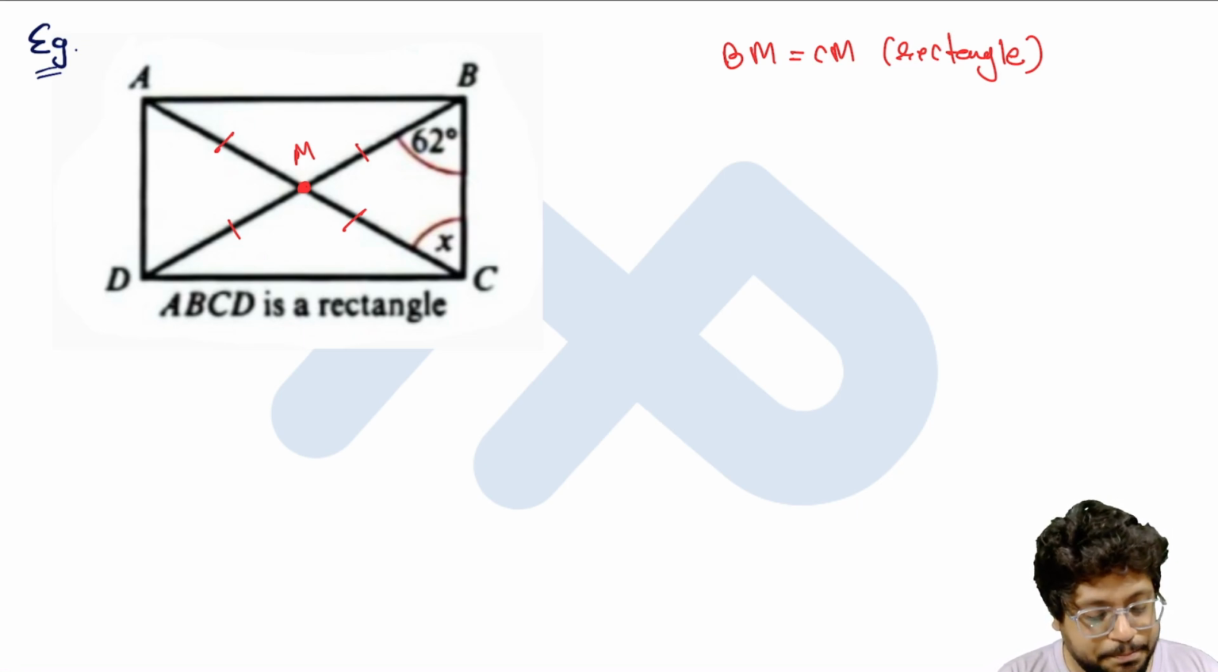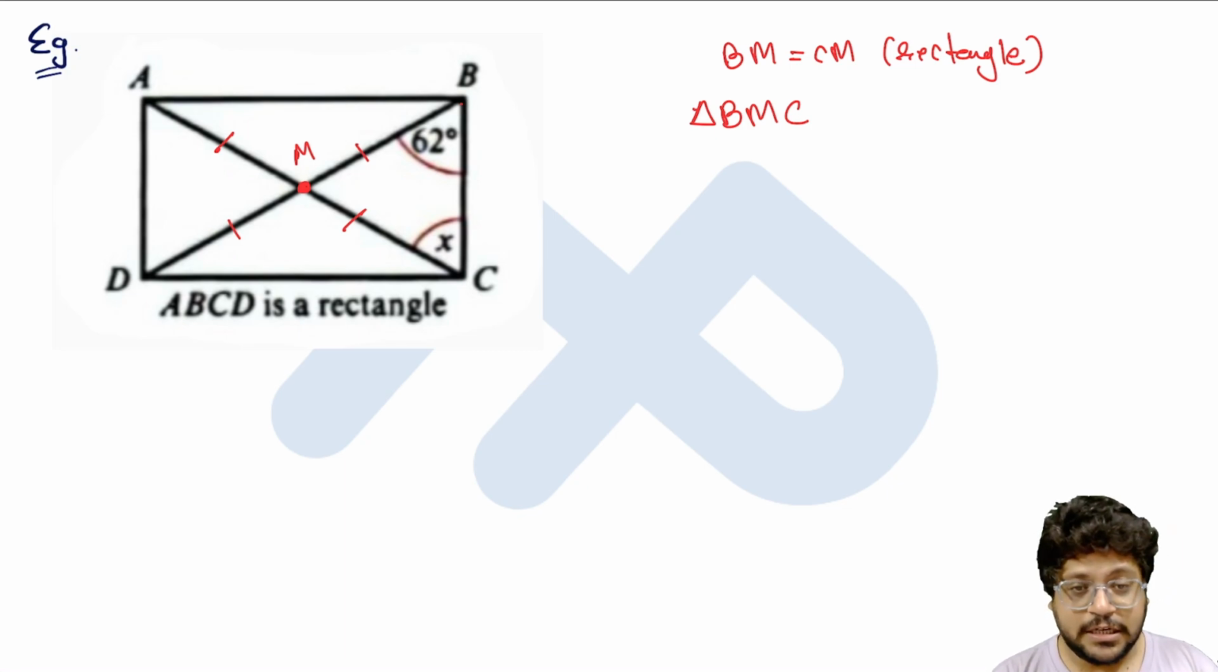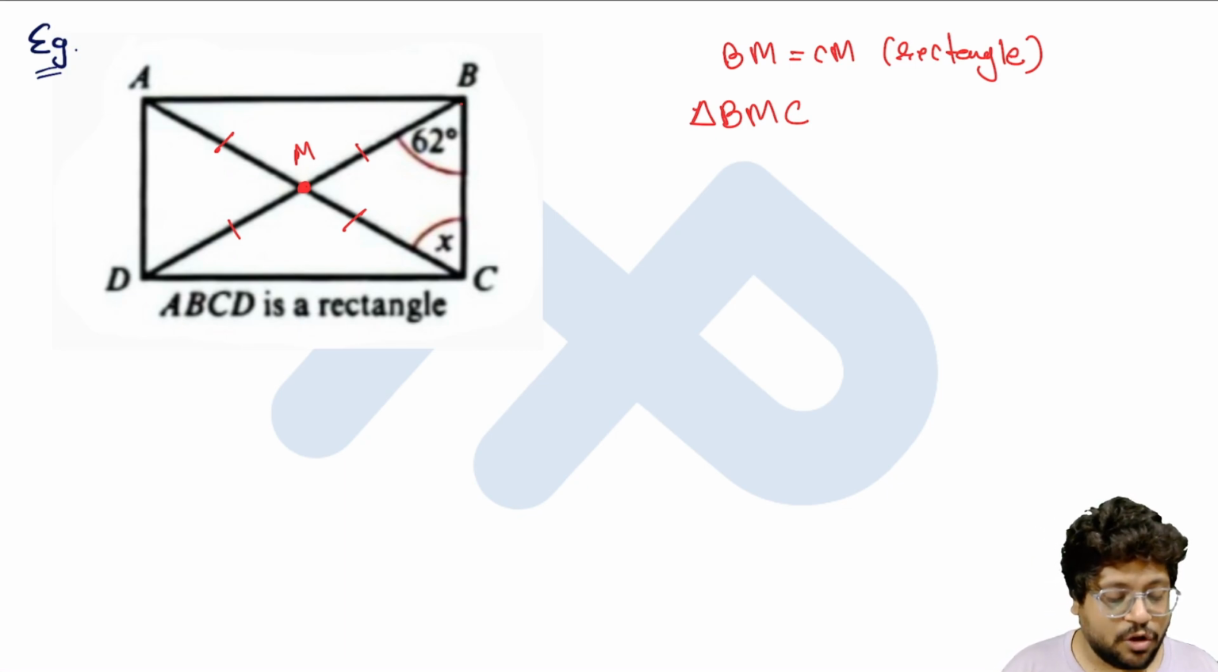Now if you see triangle BMC, because BM is equal to CM, it's an isosceles triangle. In an isosceles triangle, the two angles opposite to the two equal sides are equal to each other. So this X will be equal to 62. Reason: isosceles triangle.